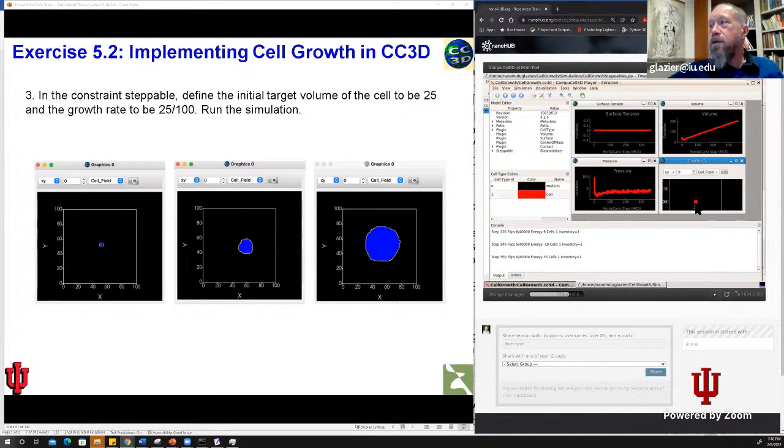And now I can see my cell growing as I run the simulation. Not the most exciting simulation in the world.